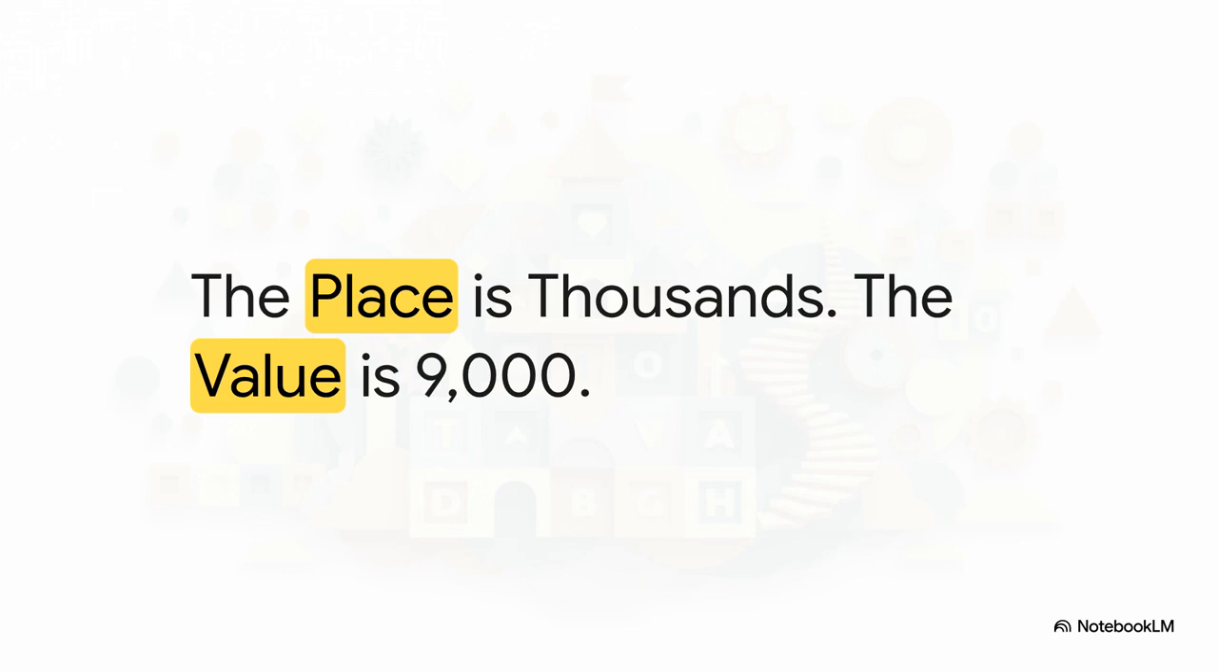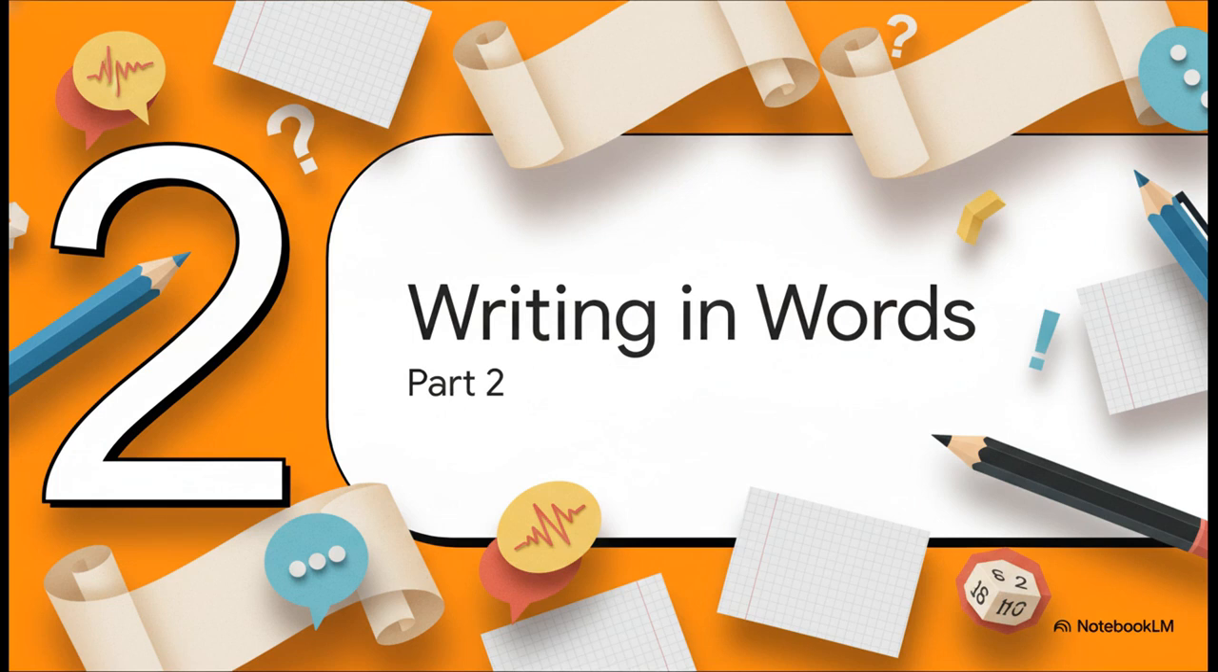Simple, right? But wait, what if the exam asks for the actual value? Well, because that 9 is sitting in the thousands position, we just multiply 9 by 1,000. So the actual value is 9,000. See how easy that is? You literally just aced one of the most common exam questions out there. Okay, moving right along to part 2, writing numbers in words.